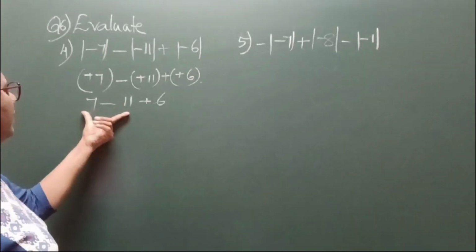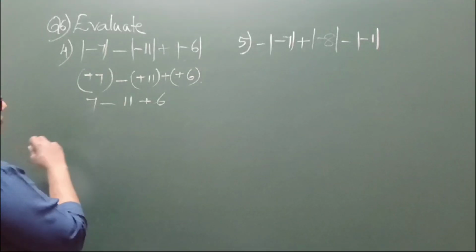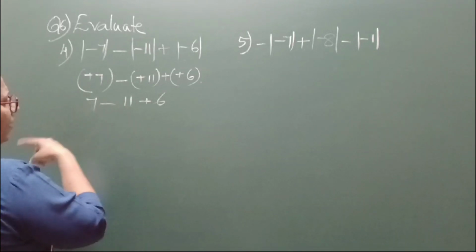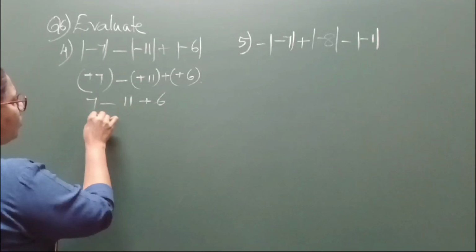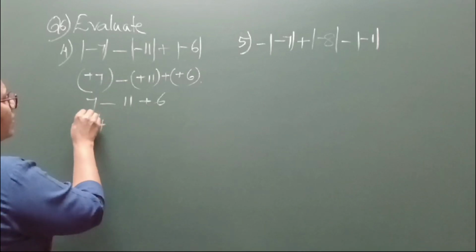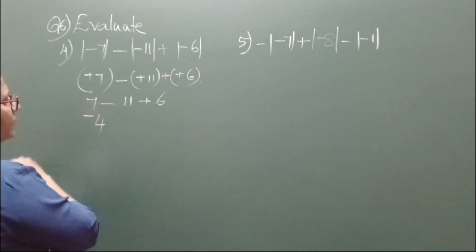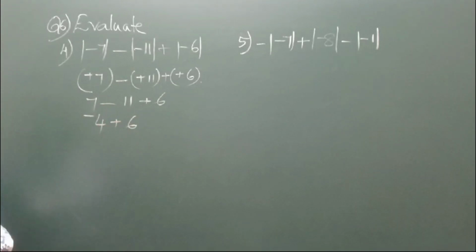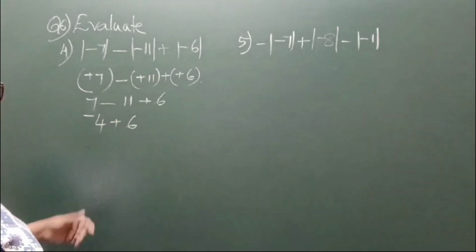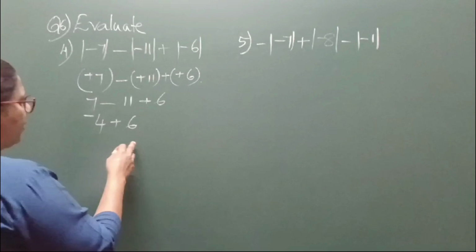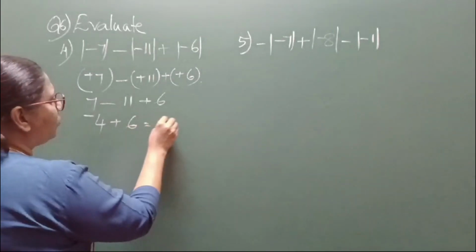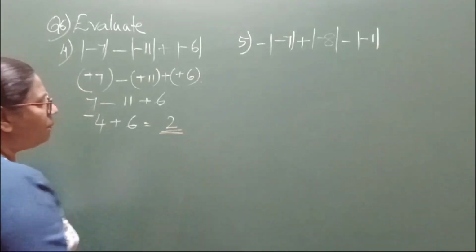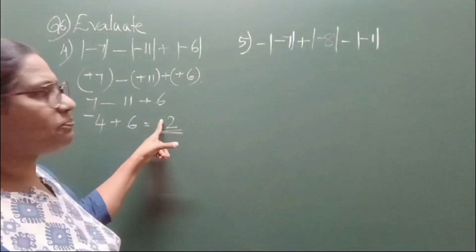So when two different integers come, we have to find the difference of them and then give the greater number's sign. So 11 minus 7 is equal to 4. The greater number's sign is minus. Then plus 6. Again these are two different integers, so we find the difference and give the greater number's sign. 6 minus 4 is equal to 2. The greater number's sign is plus. We are not showing it here because it is understood.